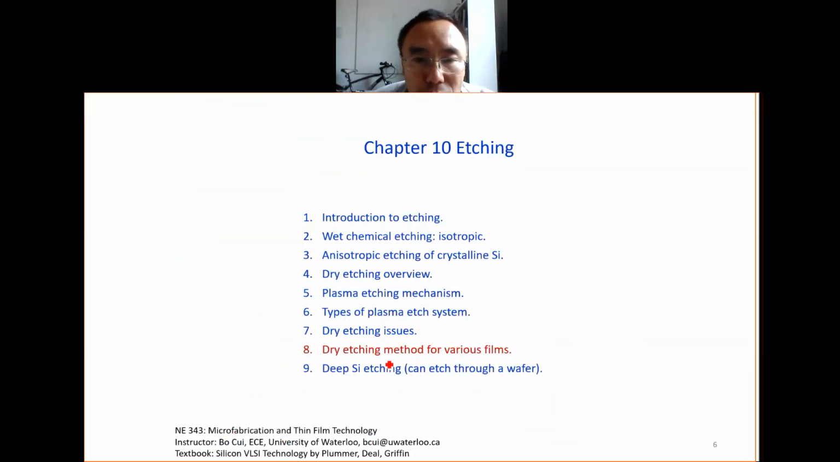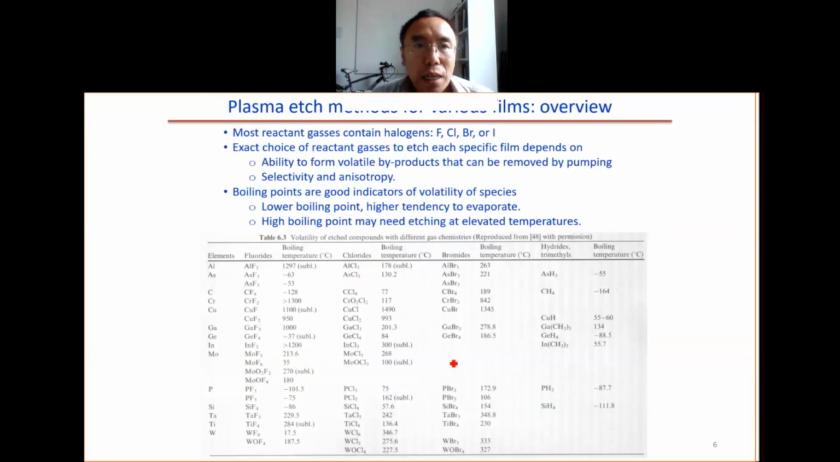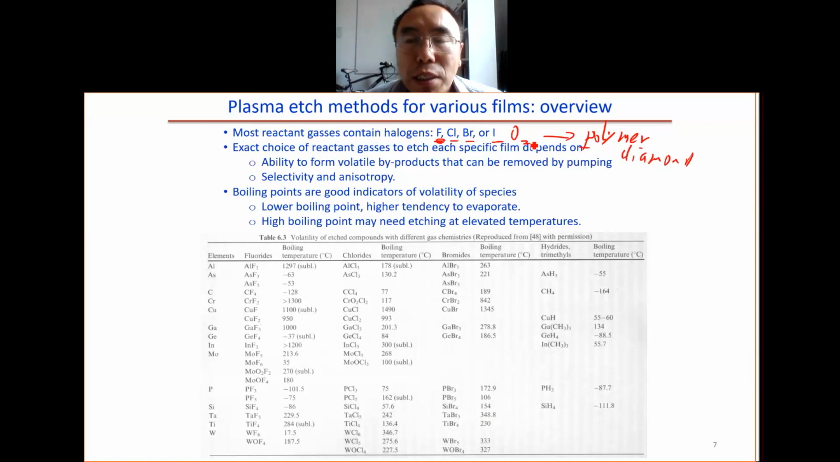So now let's look at the etching of the different films. Normally the etchant gas contains halogens, for example fluorine, chlorine, bromine, iodine. Fluorine is very popular, chlorine is also popular, bromine is less popular, and iodine I haven't seen one. Other gases like oxygen will etch the polymer, so polymer material of carbon or diamond can be etched with oxygen.